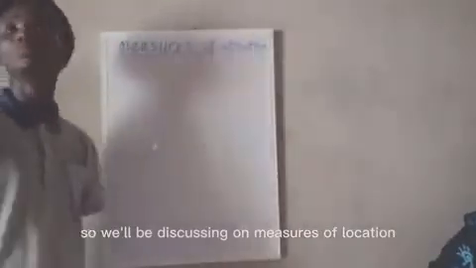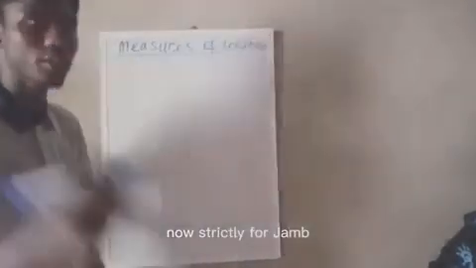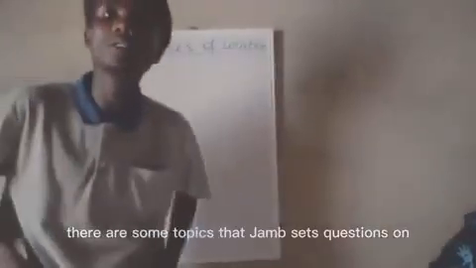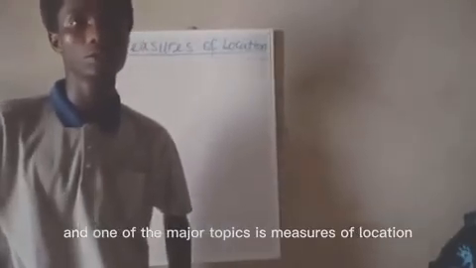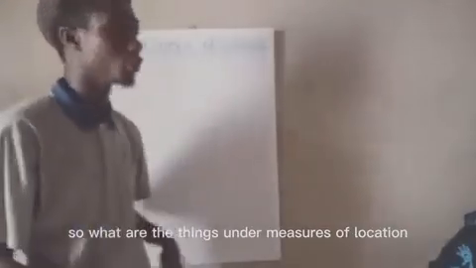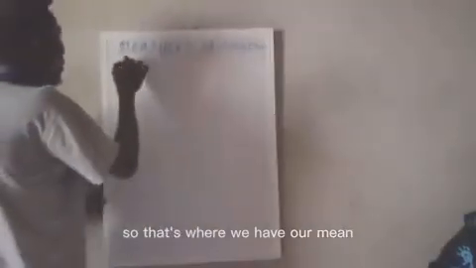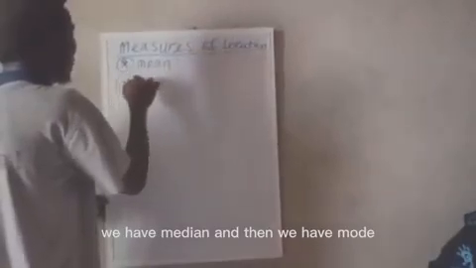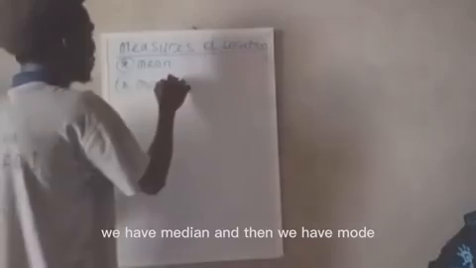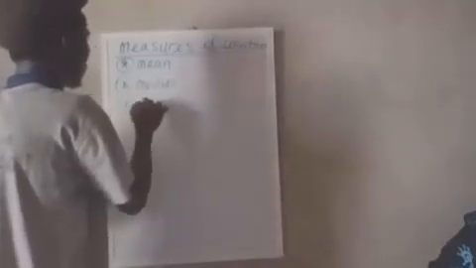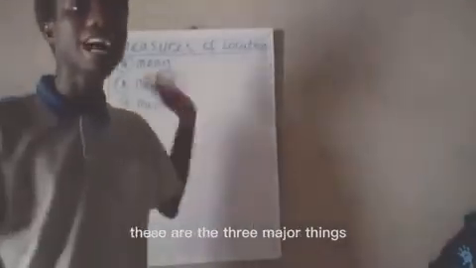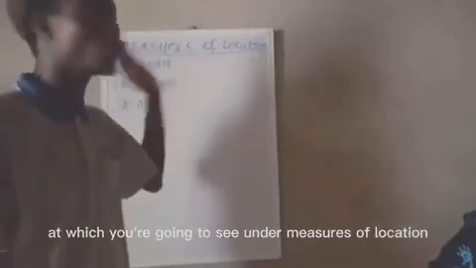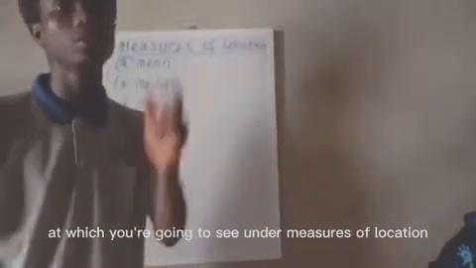So we'll be discussing measures of location. Now, strictly for JAMB, there are some topics that JAMB do set questions on, and one of the major topics is measures of location. So what are the things under measures of location? That's where we have our mean, median, and mode. Basically, these are the three major things you're going to see under measures of location.